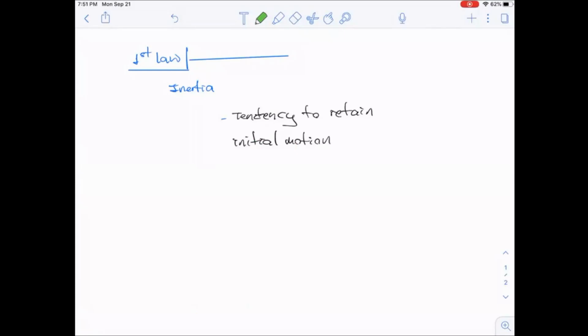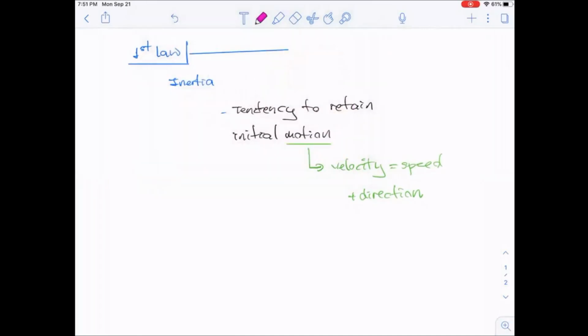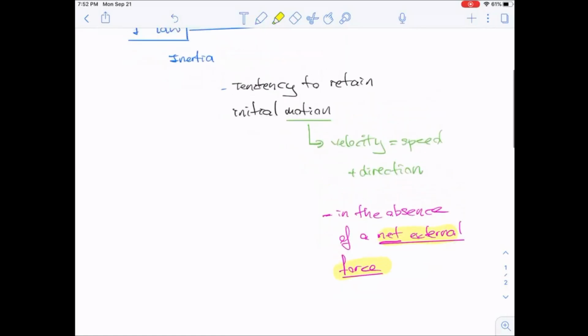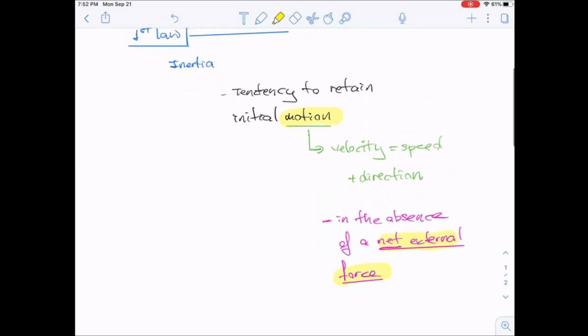All right, so inertia is the tendency to retain initial motion. Motion means velocity. Velocity is a combination of speed and direction. This tendency is going to come about only in the absence of an external force. So the tendency to retain initial motion in the absence of a net external force. I'm going to put the emphasis on net external force. So only in the absence of a net external force, the object is going to get to retain its initial motion. So motion gets retained, which means that if the object is moving to begin with, it's going to keep on moving in a straight line at a constant speed. If the object is at rest, it's going to remain at rest.